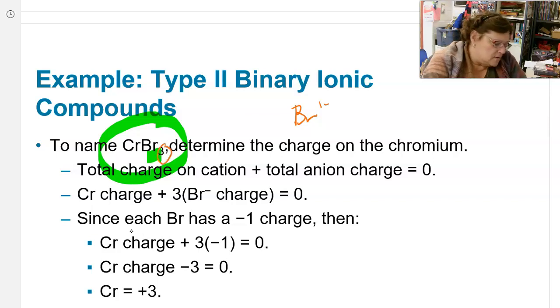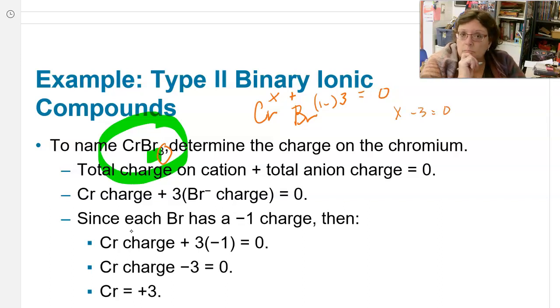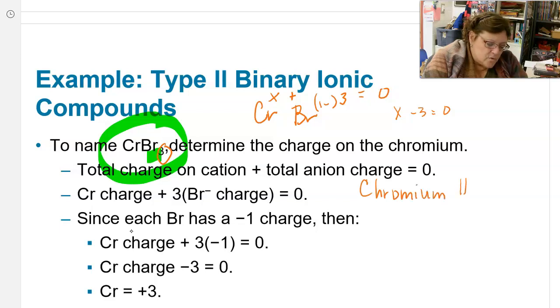And we can look at it written this way. It tells us there are 3 of them, so I'm going to multiply him by 3. Now I'm going to put chromium here, and I'm going to solve a math problem. What charge plus a -3, because -1 times 3, equals 0? So x minus 3 equals 0. What does x have to be? It's a +3. So that tells us that this is chromium 3 bromide.